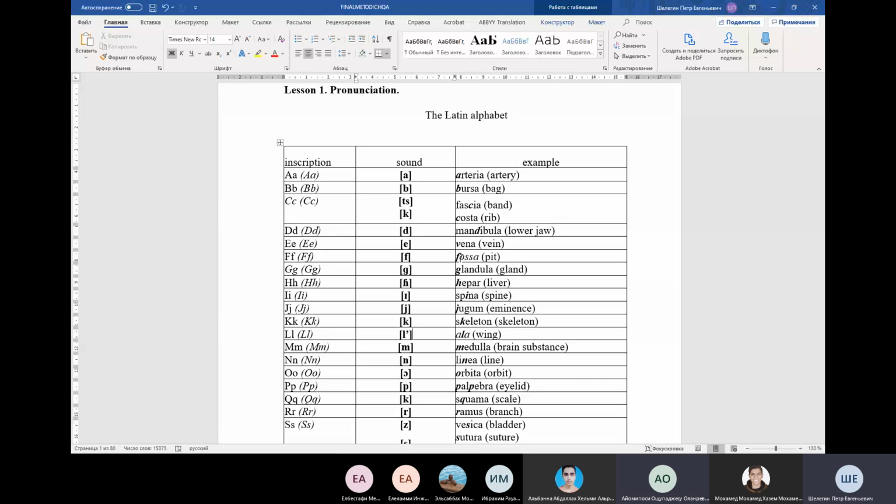Next one is G, and it gives the sound of G. Mind that there is no sound of J in Latin. There is just a G. Our example is a gland, and it will be pronounced like glandula. Glandula.